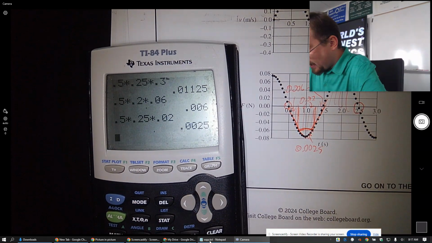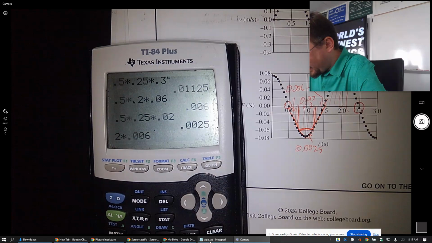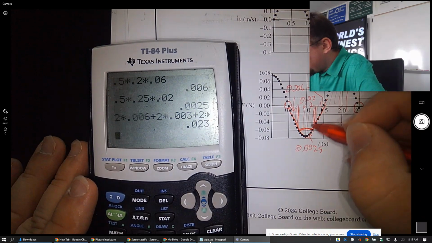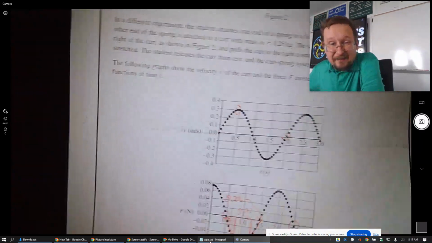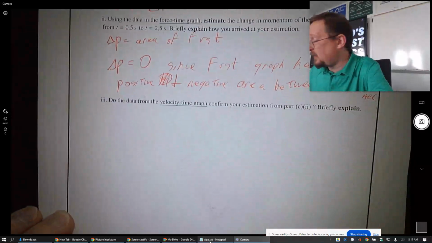so 0.0025. So I've got twice 0.006 and twice 0.003 and twice 0.0025. So this area would be about 0.023. Again, that's an estimate, right? So that was the estimate that I was expecting. But no, there's really no estimating this. The answer is going to be 0, okay?